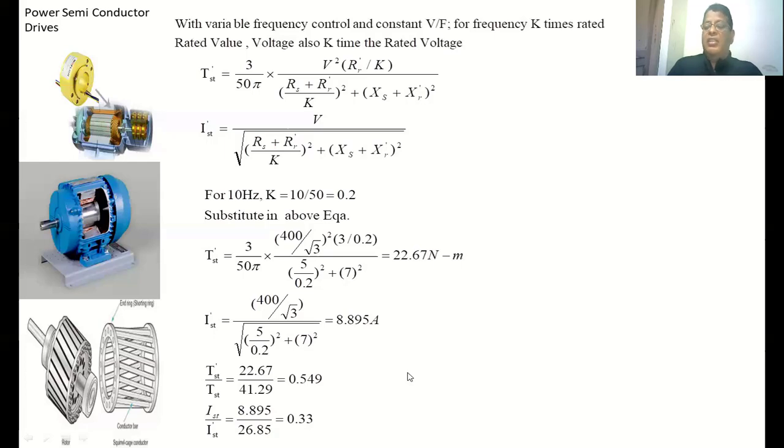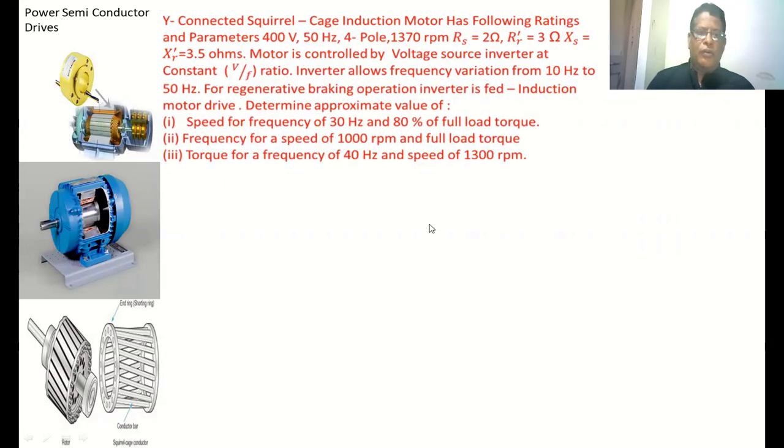Nothing but the starting current developed in the induction motor will be decreasing, as well as the current taken by the induction motor, if you apply a lesser amount of voltage to the induction motor at start. Now we are going to solve one more numerical.